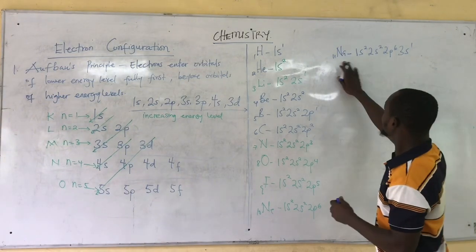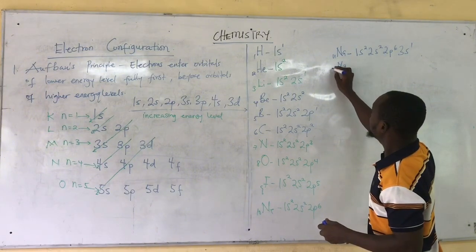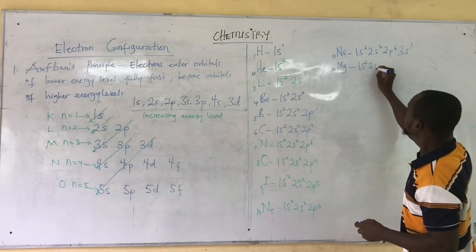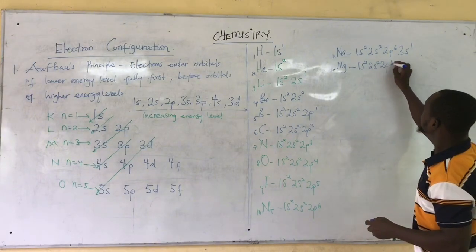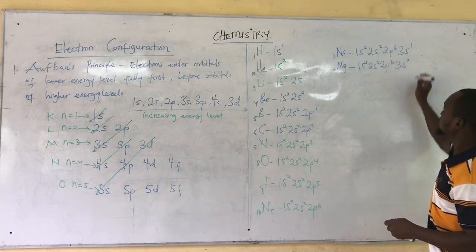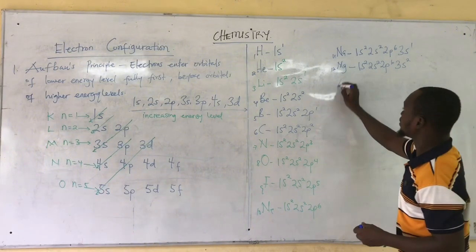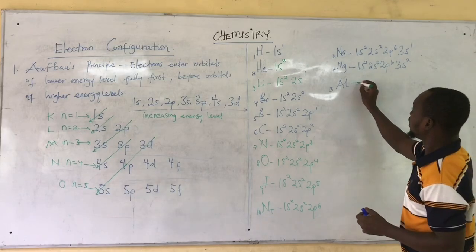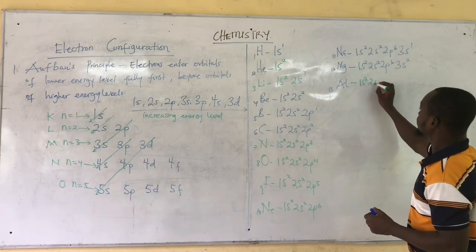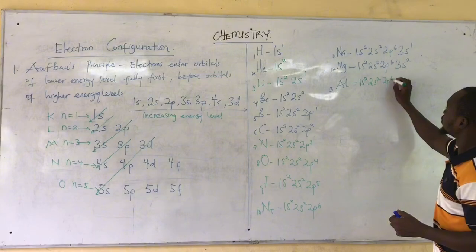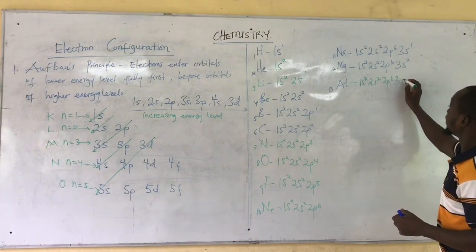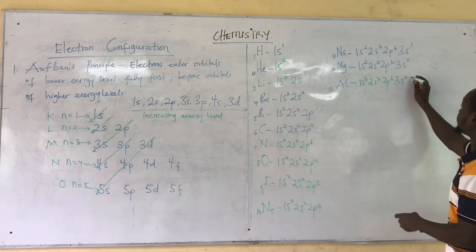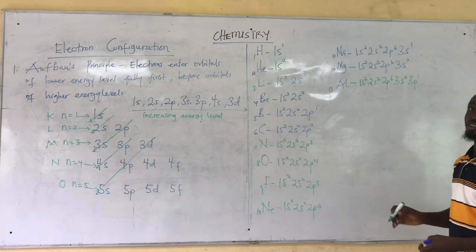The next element, magnesium, atomic number 12, that is 1s2, 2s2, 2p6, and then 3s2. The next element is aluminium, with atomic number 13. Aluminium becomes 1s2, 2s2, 2p6, 3s2, then move on to the next orbital, that is the 3p. So 3p1. Is that okay?